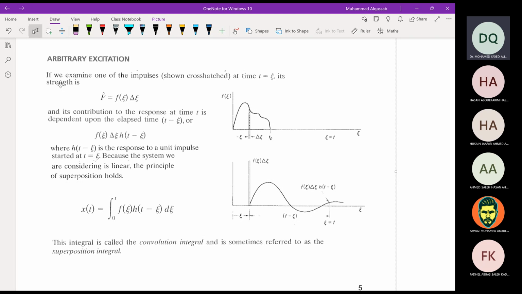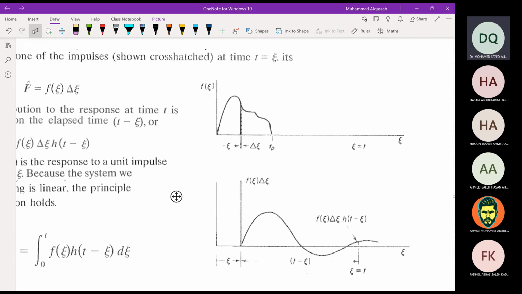And this section is considering the duration of the impact or the impulse. And this is called, the section name is arbitrary excitation, which means generally any type of excitation. Okay, so the figure shown here is the force versus time. Okay, and as you can see, this is not periodic.